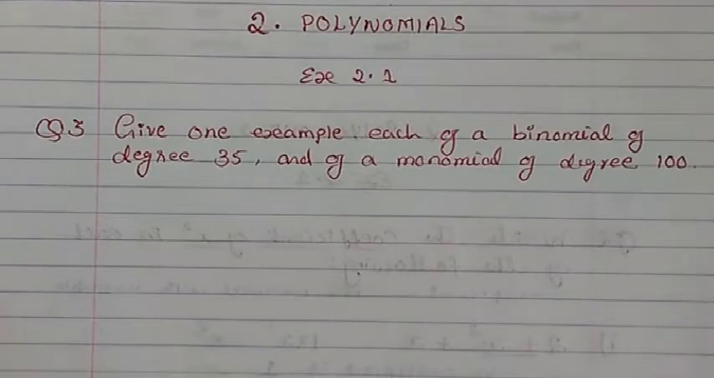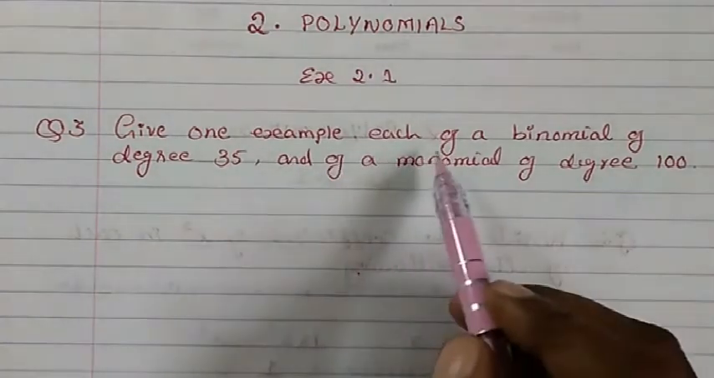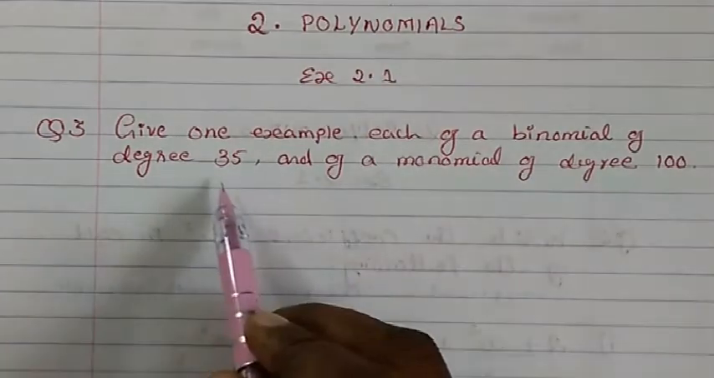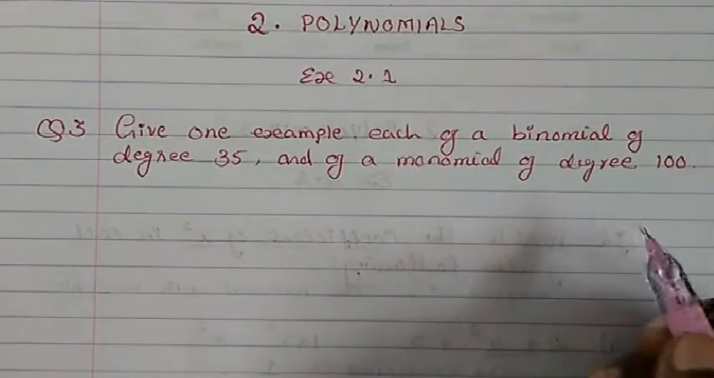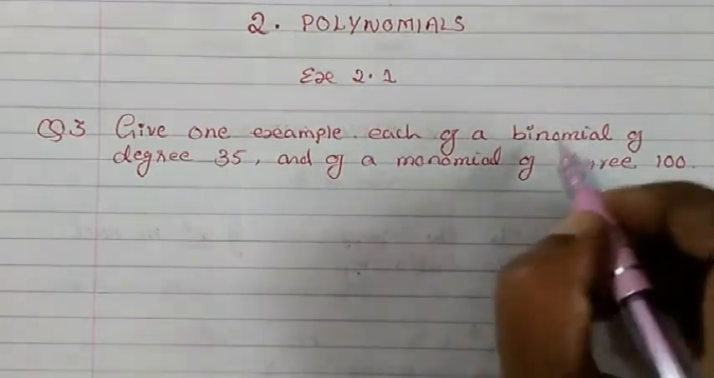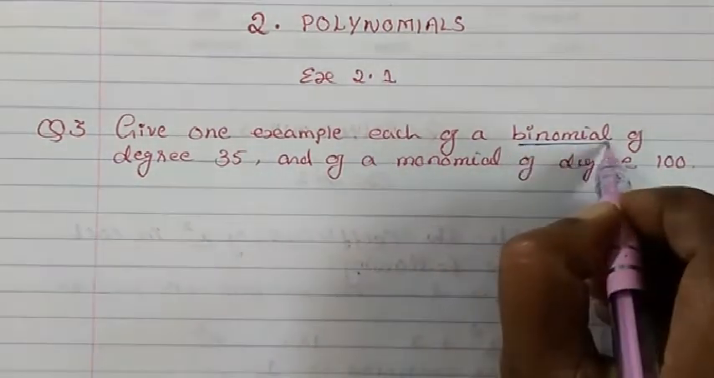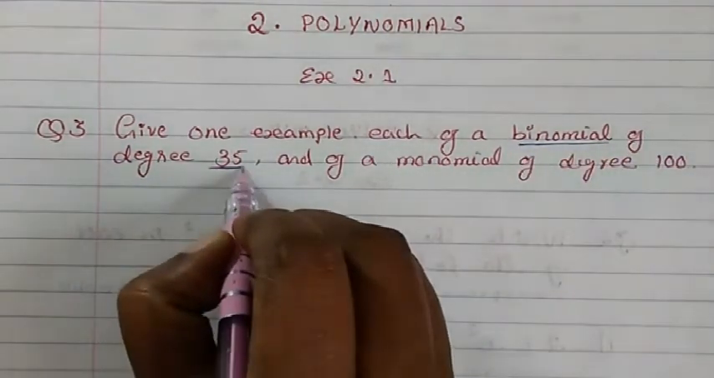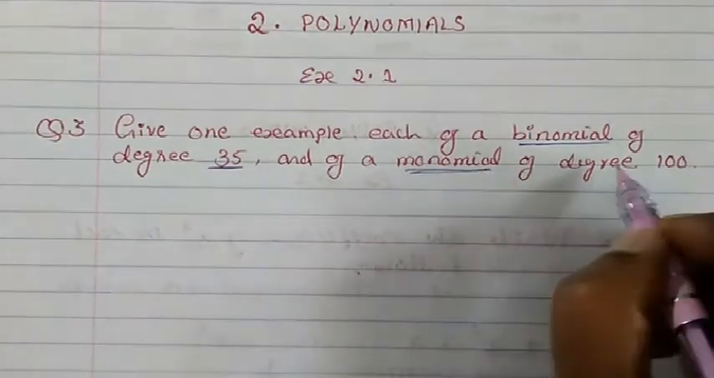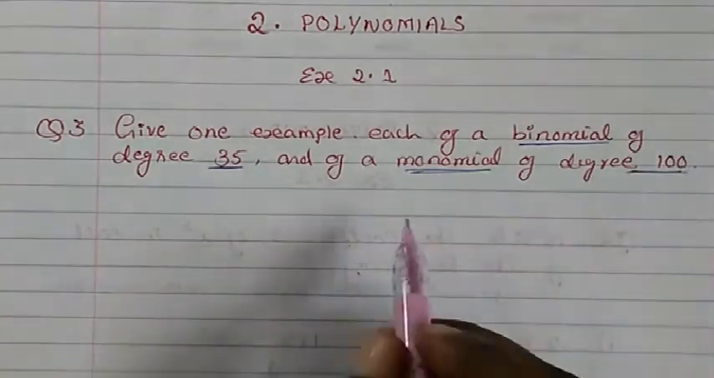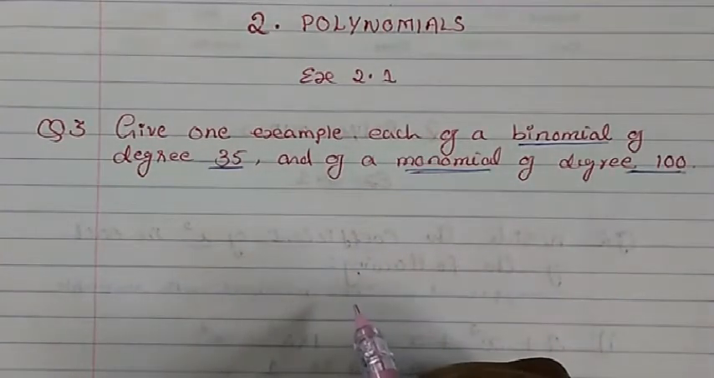Welcome to 9th Maths NCERT Chapter 2 Polynomials. Today we are going to study from Exercise 2.1 Question 3. Give one example each of a binomial of degree 35 and of a monomial of degree 100. So we have to give one example for binomial whose degree will be 35, and then one example for monomial whose degree will be 100. So this is what we have to do in this sum.